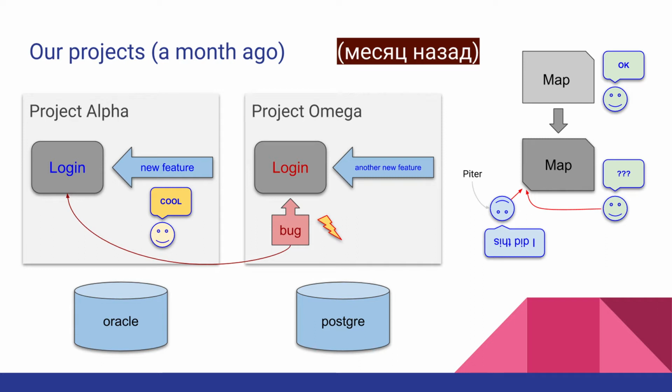In the Omega project, Peter changed the map. He did not document the changes, and the developers of the Alpha project did not understand how this change works and why. Thus, after some time, two previously identical components began to live an independent life, and now it has become difficult to transfer useful functions between projects and monitor errors.